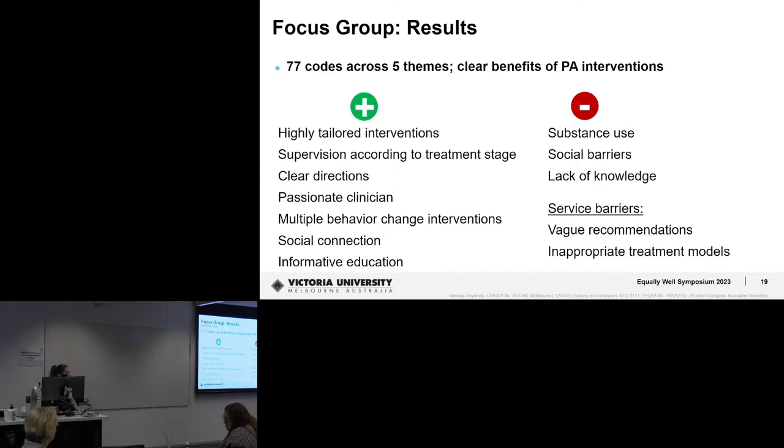They also really pointed out the need for social connection as part of physical activity interventions, and informative education, so actually learning about the positive effects of physical activity for substance use reduction. They also identified clear barriers, for example around substance use, social barriers, but also the lack of knowledge on how to use physical activity to help them better manage their substance use. Other barriers were vague recommendations, for example visiting a GP who says, just do more physical activity, but doesn't give any more advice or directions beyond that, and sometimes inappropriate treatment models being offered by health services.